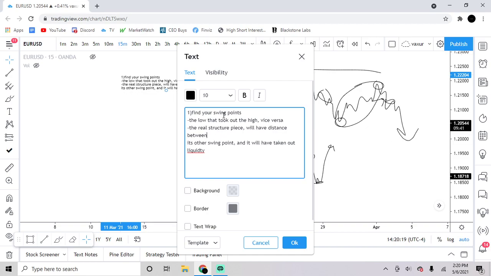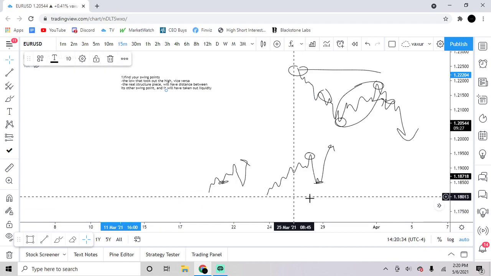So when looking for your swing points, you want to find the high that took out the low, or the low that took out the high. And you know that it is the real swing low because it will have time and distance between the other swing point, and it will have taken out liquidity.